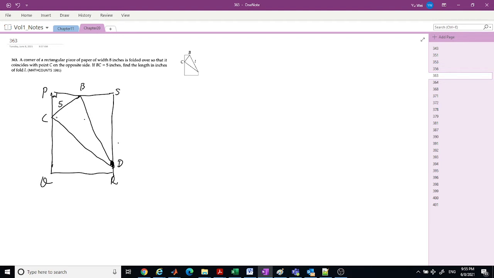So by symmetry, this one equals 5, right? So this one equals 3. So we know this equals 4, right? Okay, so the goal is, what is BD?